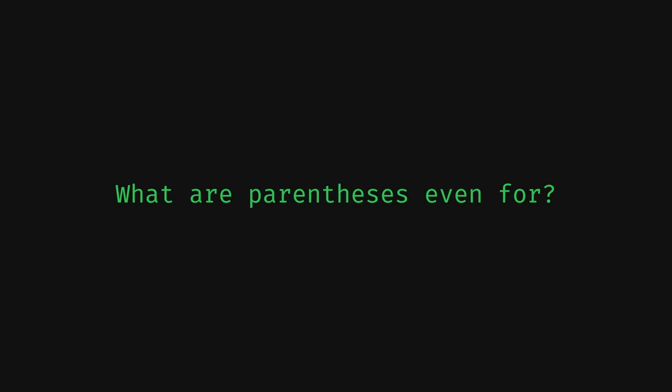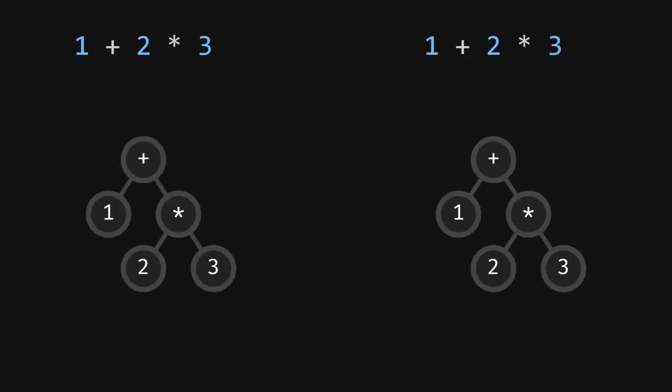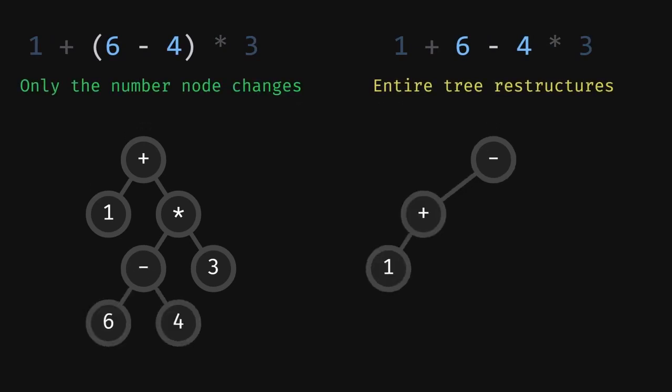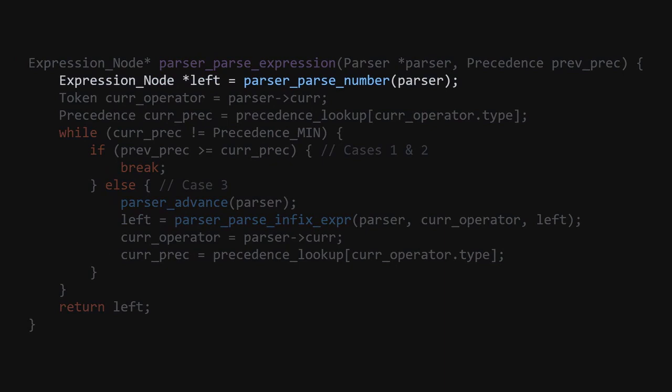Well, we need to think about what parentheses even do in an expression. It's pretty much a way to not disturb any surrounding precedence in the tree. So here on the left, we can see that with the parentheses, only the number node changed to the subtraction node, whereas on the right, the entire tree had to be regenerated. If you notice, in an expression, you could replace any number node with a parenthesized expression. So anywhere we call parse number could simply be replaced with parse parenthesized expression.